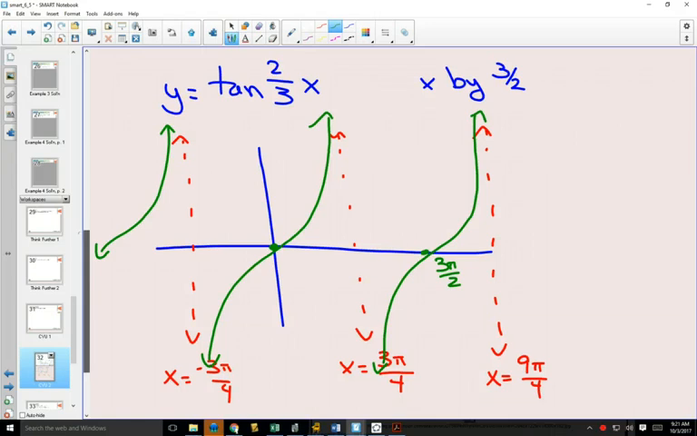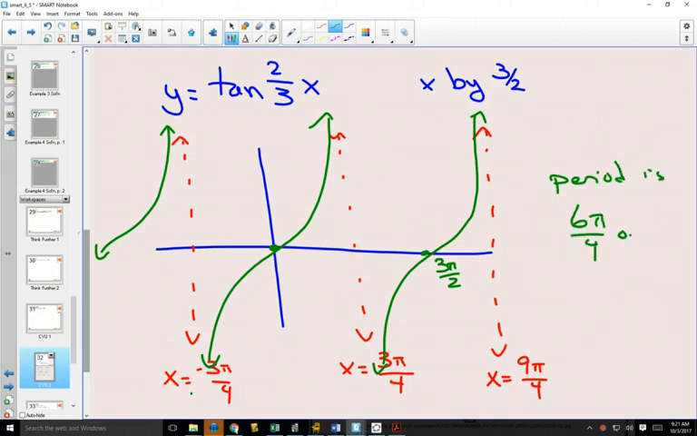Looking at our graph, what's one full period? Well, one full period would be going from one asymptote to another, because that's how often that x-cubed picture repeats itself. How far is it from negative 3 pi over 4 to 3 pi over 4? Or how far is it from 3 pi over 4 to 9 pi over 4? 6 pi over 4. So we can figure out the period by looking at our new graph.